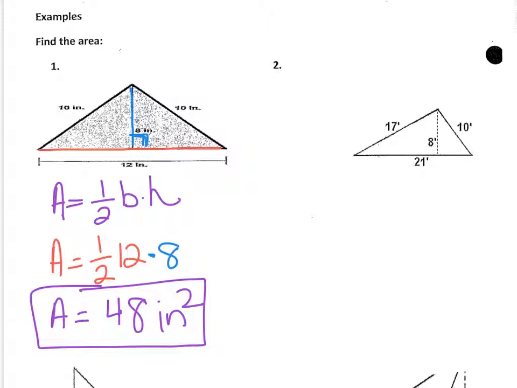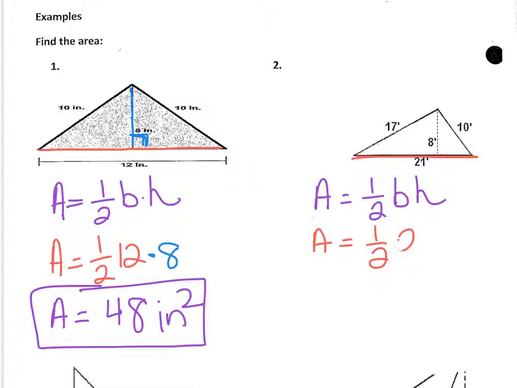All right, so taking a look at the next one, I'm going to write my formula. Area equals 1/2 base times height. And I'm going to plug in what I know. So 1/2 times the base. So in this triangle, the base is 21. And then the height is 8. And again, you can see that they make a right angle, so those are the two sides that I want to use.